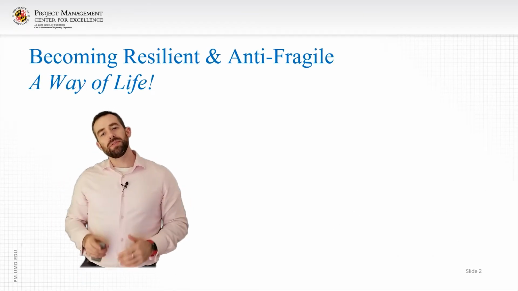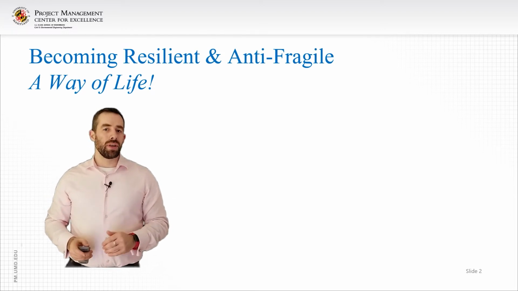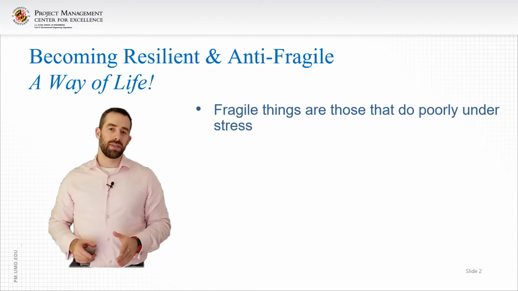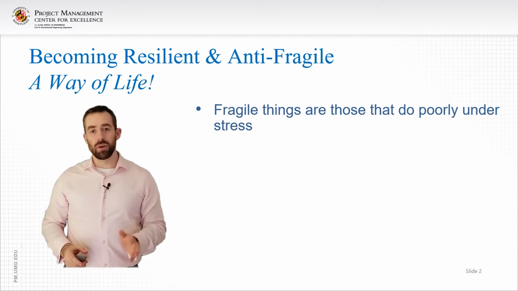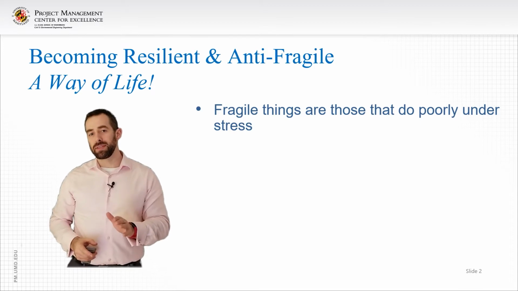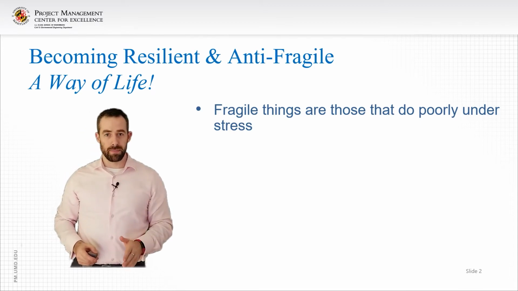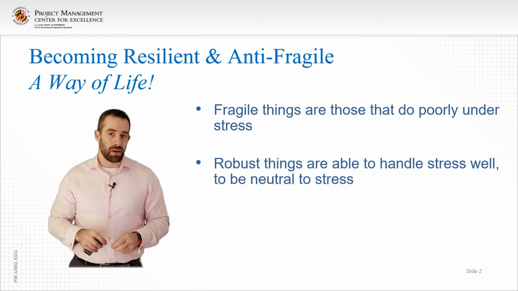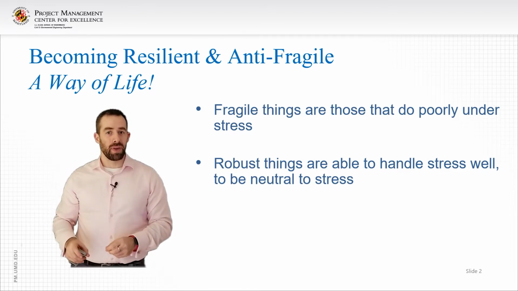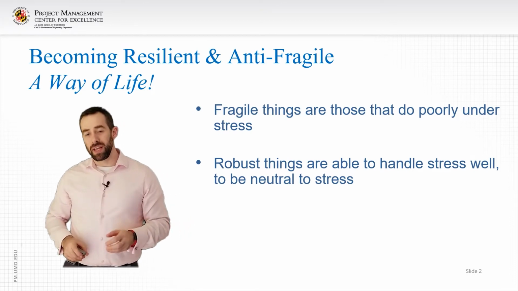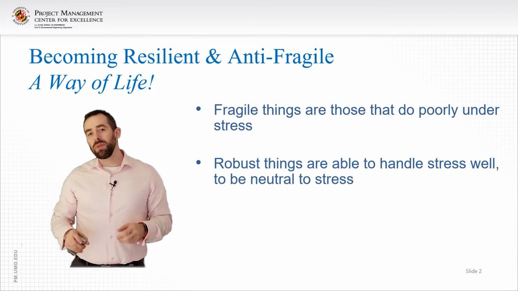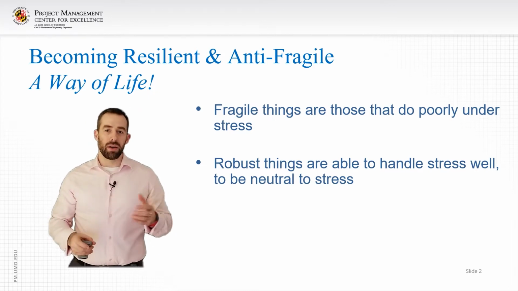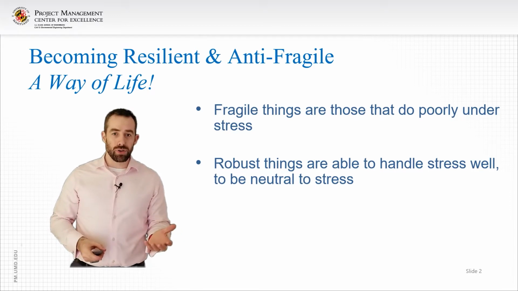So, becoming resilient and anti-fragile, it's really a way of life. And to understand exactly what I mean, first you need to understand what is fragility. Fragile things are things that don't perform well under stress. Now, unlike fragile things, robust things actually handle stress really well, and they don't deteriorate in terms of their performance. And normally, when we think about things that are fragile and stressed, we think about these two elements. Either you are fragile or you're robust.